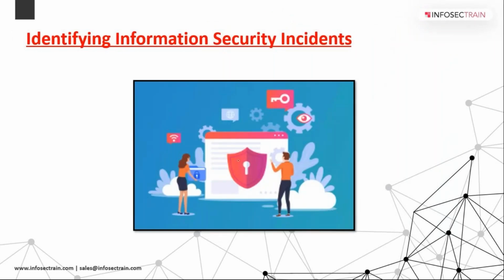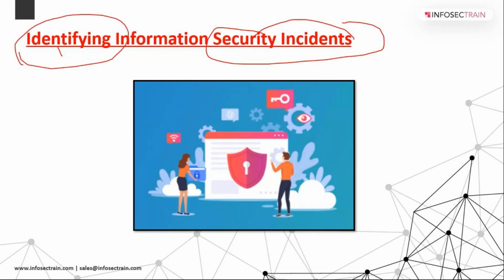Now let's talk about identifying information security incidents. So we have security incidents in place, right? Now we have to identify them. We have something called the monitoring part, as I told you. This is very crucial. We have to identify. Only if we identify something can we mitigate it. Fine. So we should have a plan for how to get this thing under control.